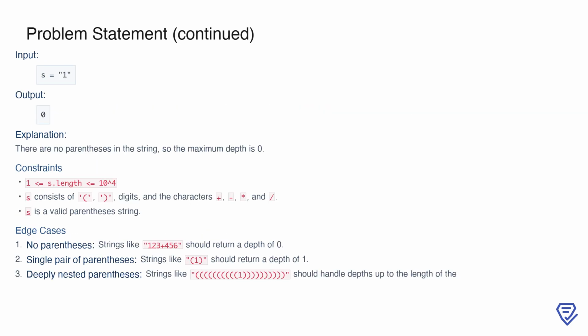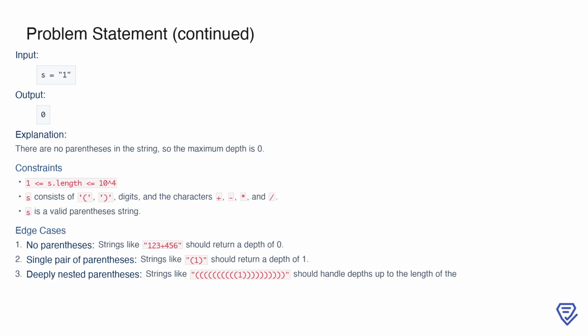The problem also specifies some constraints and edge cases we need to consider. For instance, the length of the input string S can range from 1 to 10,000 characters, and S will always be a valid parentheses string. Valid strings can include digits and operators such as plus, dash, asterisk, and /, interspersed with parentheses. In edge cases like 123 plus 456, where there are no parentheses, the result should be 0. For strings like 1, which contain a single pair of parentheses, the depth is 1.